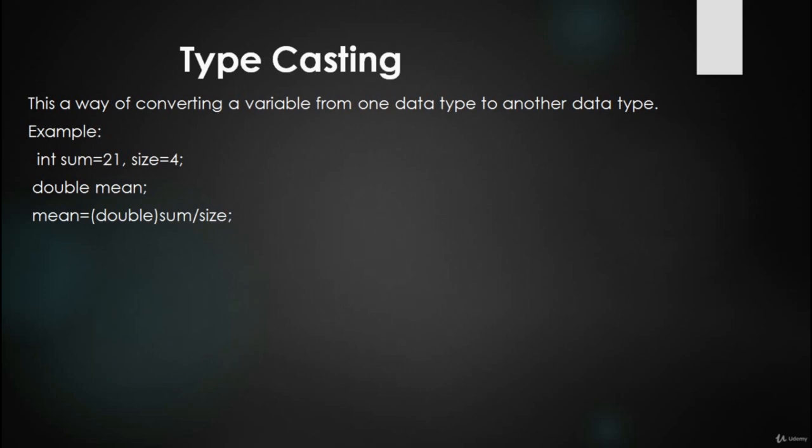Hi, in this topic, we are going to learn something about typecasting. This is a way of converting a variable from one data type to another data type. For instance, when we have a class size of 4, and the sum of their marks is 21, and then we want to find the average. Now, we first have to convert this sum into double so that we can easily divide it. Since this data type is an integer, we have to convert it to double so that we can divide it and then have our double mean or average.